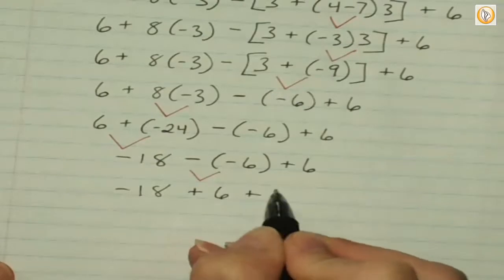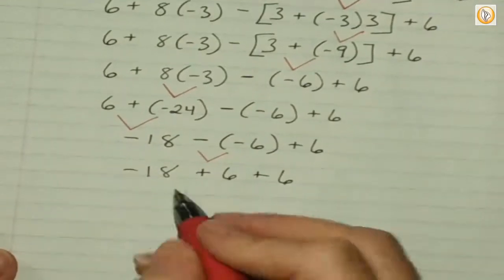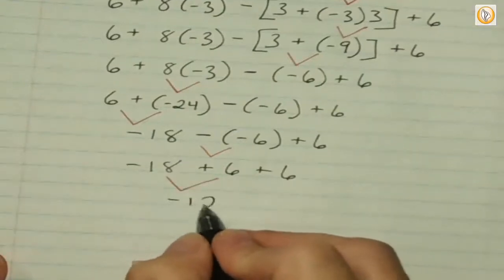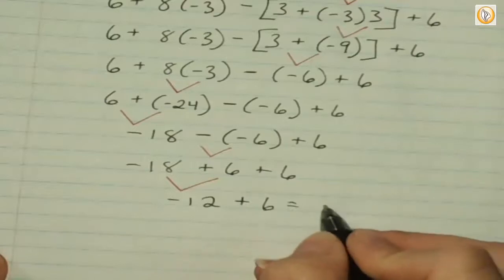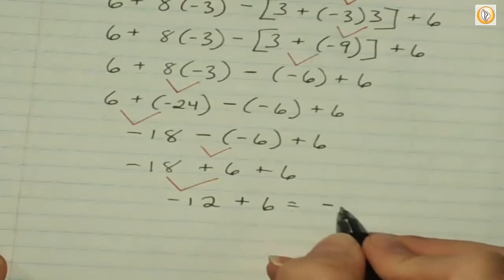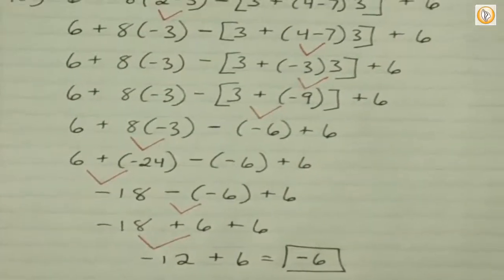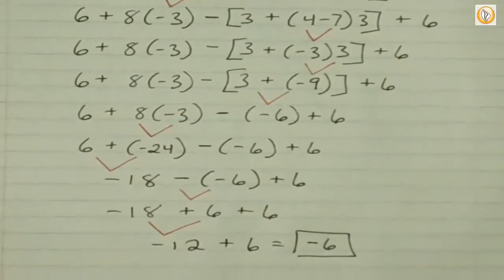Is -18 plus 6. There you go. So that's -12 plus 6. -12 plus 6 equals -6. Very good. So then you just go left to right. This problem loves multiples of 3s. Any questions about that? If you messed up, hopefully you see where your mistake was. That was a technical page.